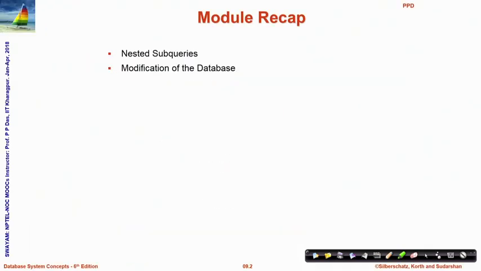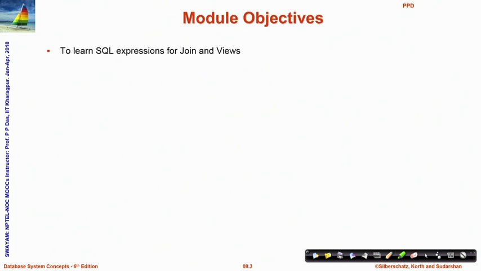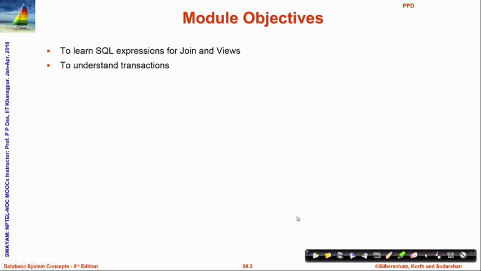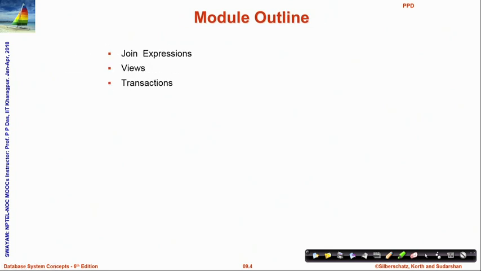In the last module, which was part of the closing part of the introductory SQL, we covered nested subqueries and modifications to the database. Today, in this module, we will learn about SQL expressions for join and views, and we will take a quick look into understanding the transaction. This is the module outline as it will span. So, we start with join expressions in SQL.